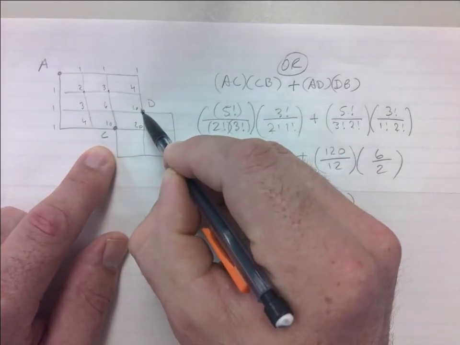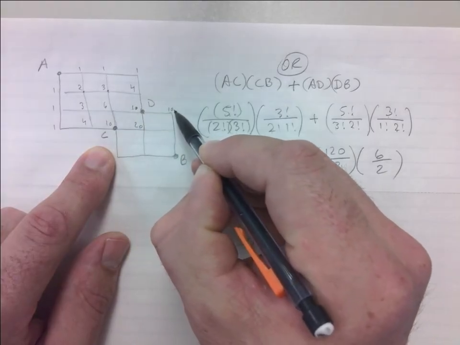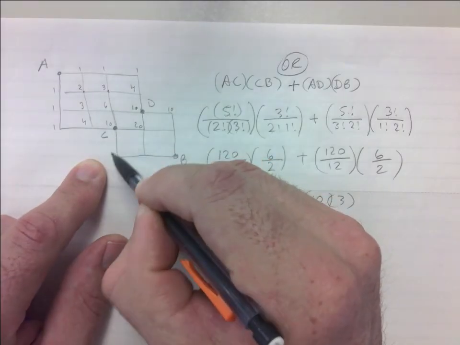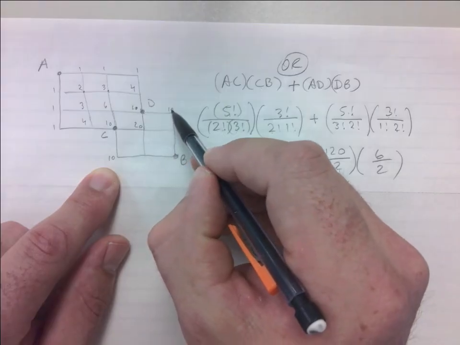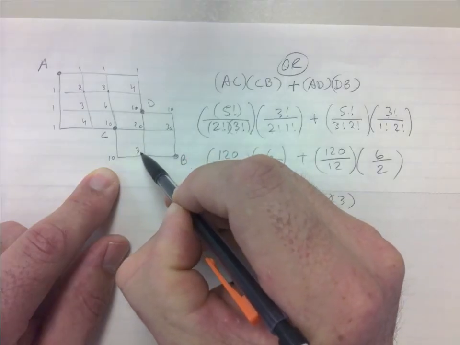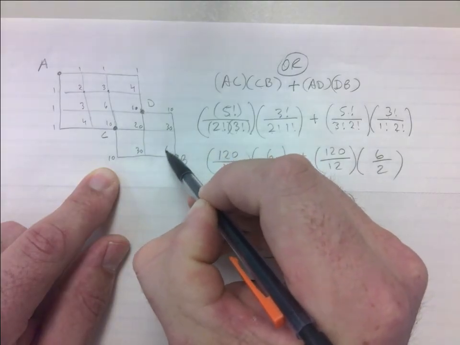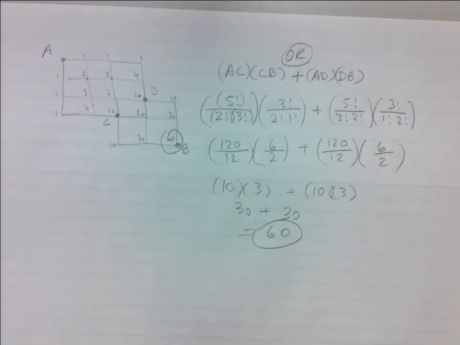What do you do here when you're stuck? Transfer whatever number was here, transfer that over to this intersection. Same here. This 10 goes over here. And then just continue. 20 and 10 is 30. 10 and 20 is 30. 30 and 30 is 60. So you still come up with the same answer there.